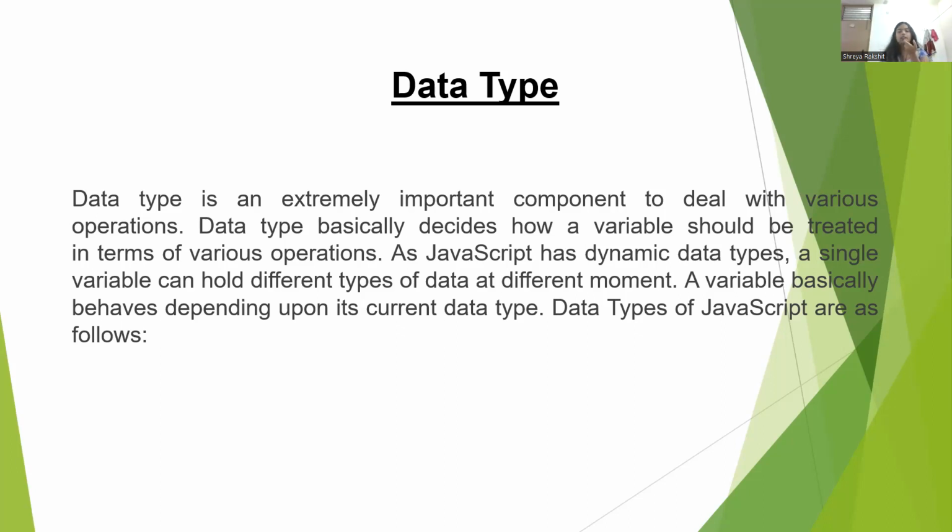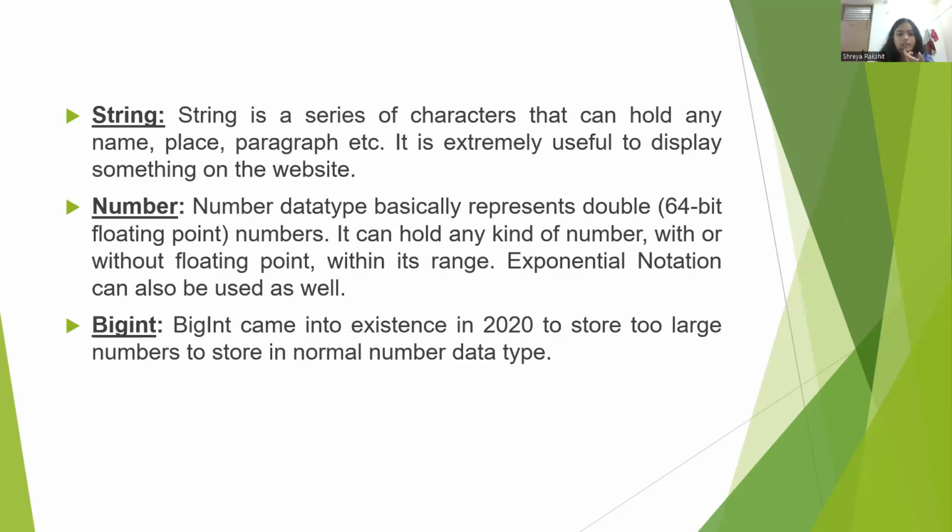JavaScript has dynamic data types. That means a single variable can hold different types of data at different moments. A variable behaves depending upon its current data type. So let's move forward to the various data types of JavaScript. The first one is string. A string is a series of characters that can hold any name, place, paragraph, etc. It is extremely useful to display something on the screen. We write a string inside double quotes or sometimes single quotes.